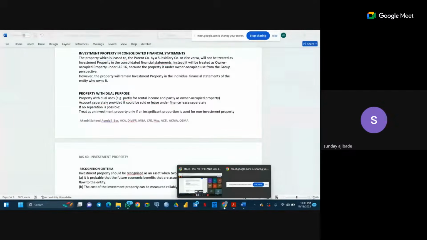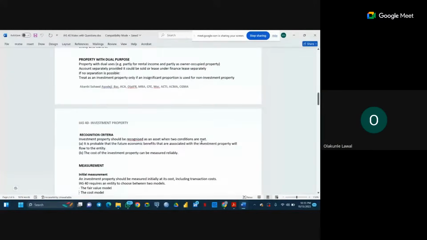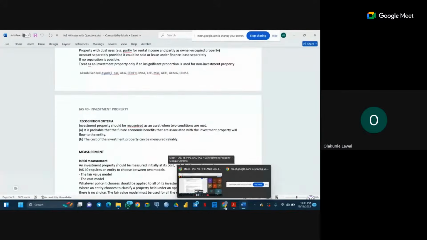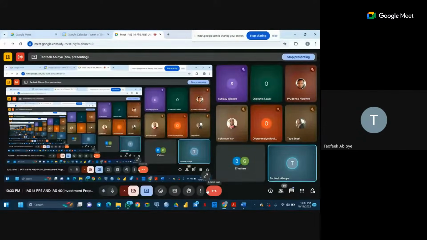Yes, thank you very much. I have a question on recognition. If the four-story building that you used as an example, if the company is using one story and rented out the other three parts, so majorly like that, we can categorize it as investment property, right? We can categorize this and we cannot categorize this.